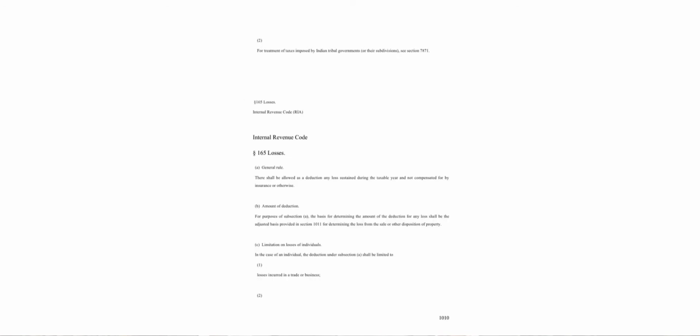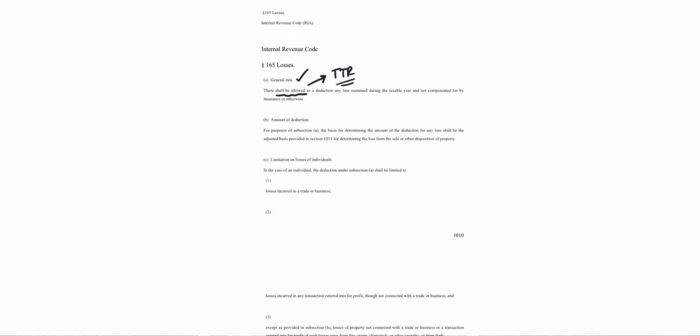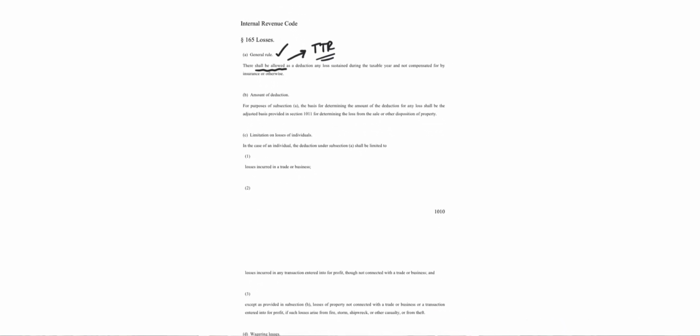Okay, section 165. We're going to go a little bit faster now because we have quite a few code sections to go through. Take a second, stop the video, and do the tax treatment rule for this section. Okay, so section 165 says losses, general rule, there shall be allowed a deduction. So right there we've got our tax treatment rule, TTR. You're allowed a deduction, any loss sustained during the taxable year and not compensated for by insurance or otherwise. The amount of the deduction is specified in subsection B.